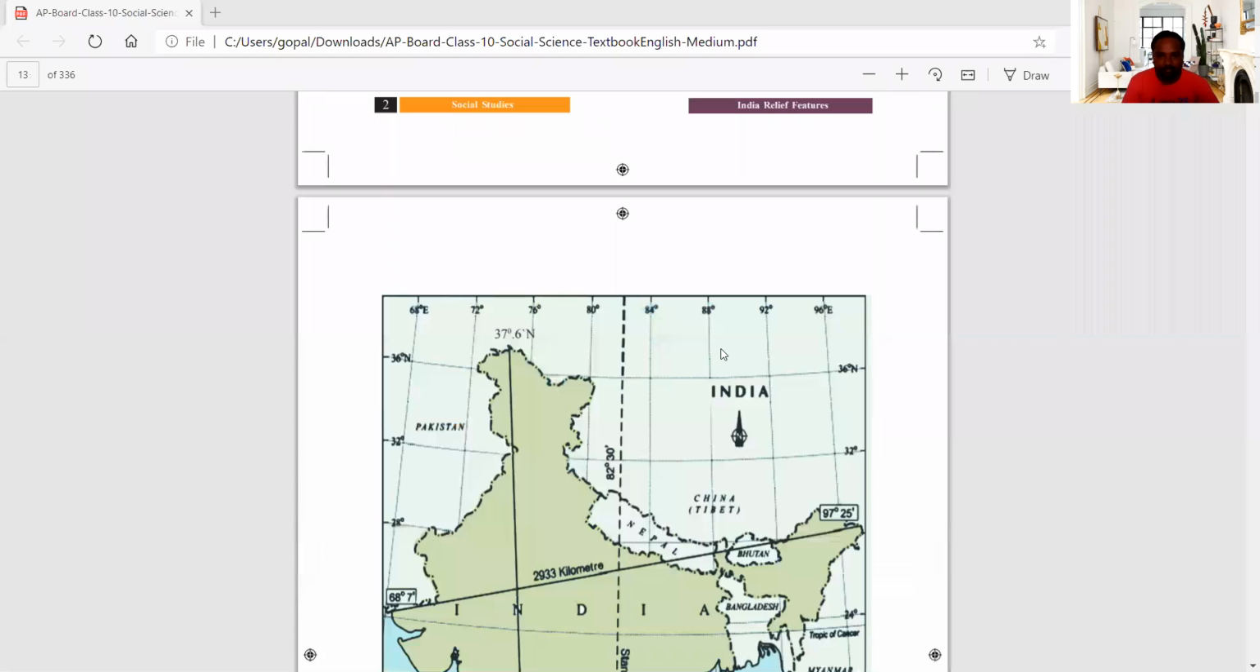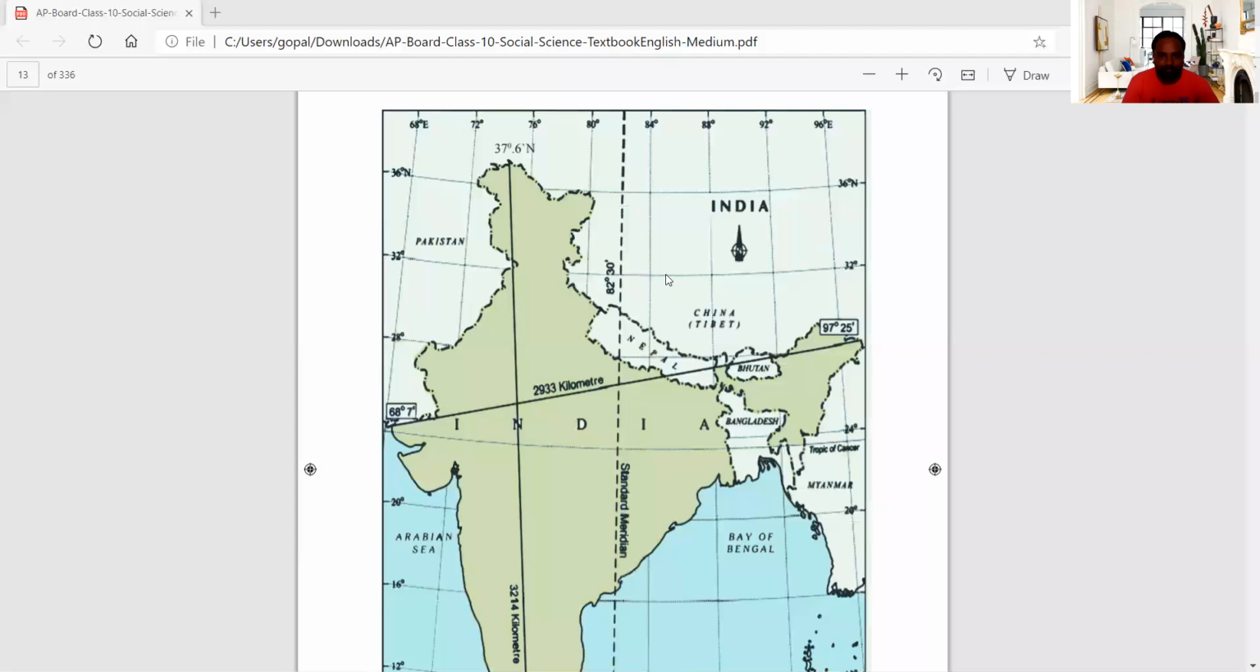See here, we'll see this map. The map of India. Here we can see these latitudes and longitudes. First, we can see the east side and west side. The west side is 68 degrees 7 minutes east longitude. It is passing here. So this is the 68 degrees east longitude, and it was passing here.